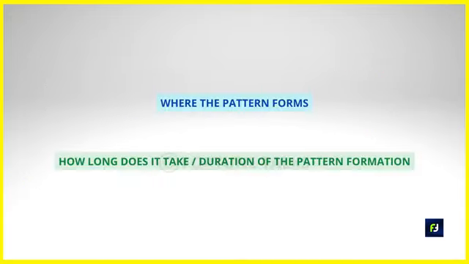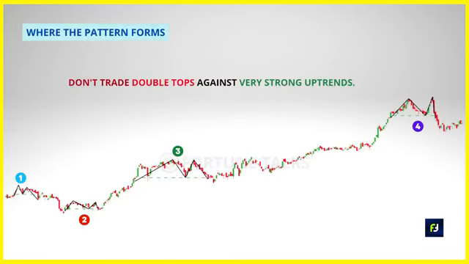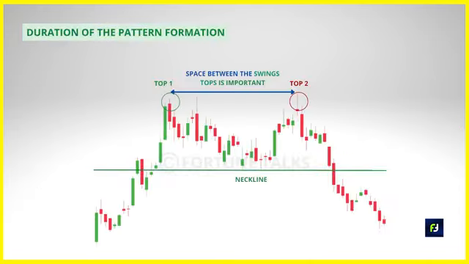So there are two important things that you must pay attention to when trading a double top chart pattern. First of all, you need to see where and how the pattern forms, and secondly, how long it takes to form, or the duration it takes to form the pattern. As I have already mentioned, you don't want to short a double top against a strong uptrend. And in addition to this, the space between the first and second peaks is also an important factor worth considering.